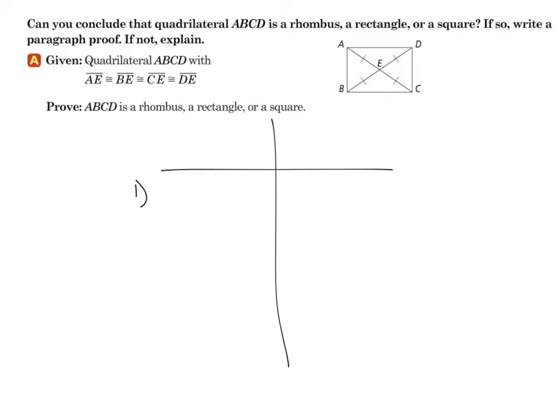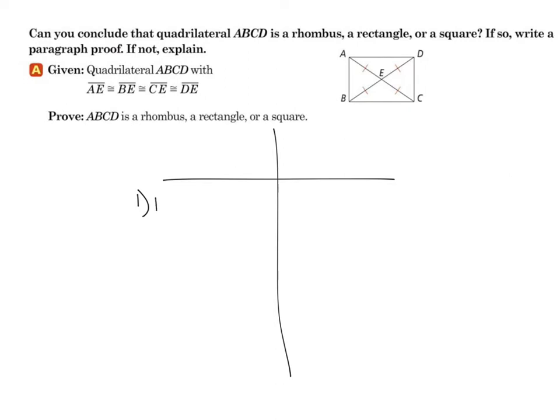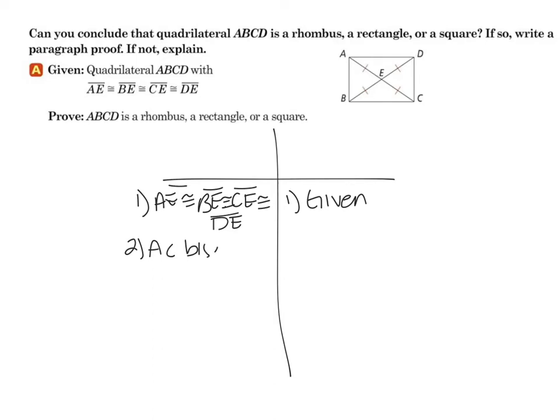We know that AE is congruent to BE, to CE, and to DE. And the reason for that is that it is given. We also know that AC bisects BD, and the reason for that is by the definition of a segment bisector.